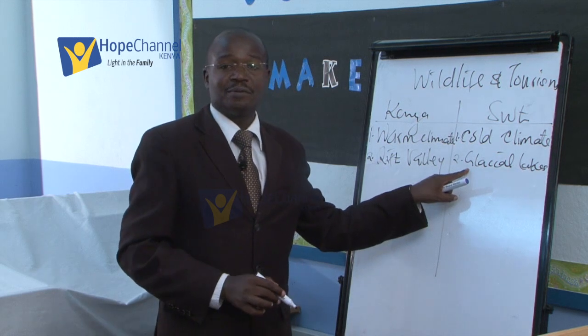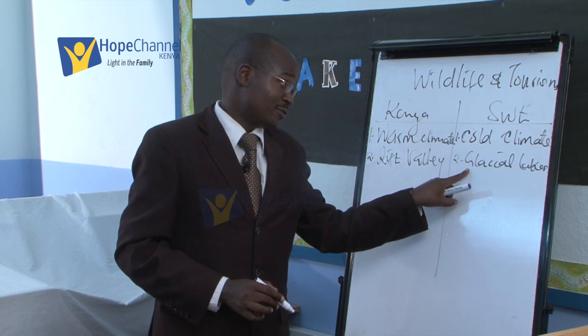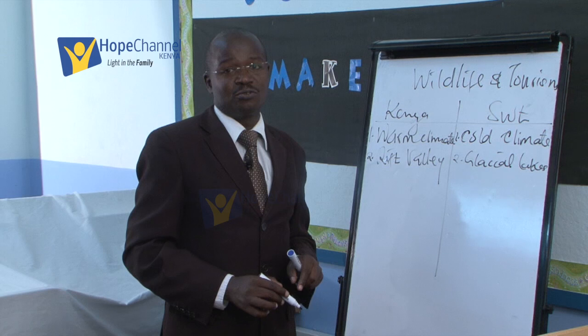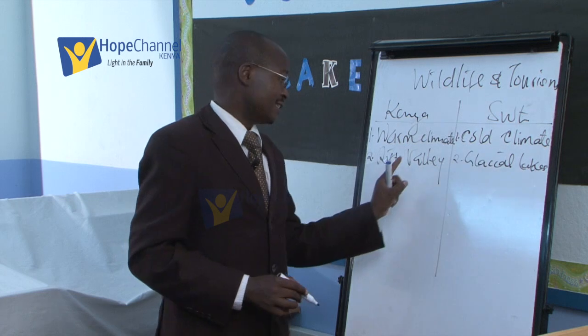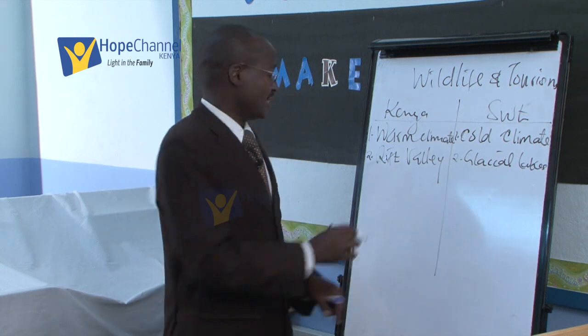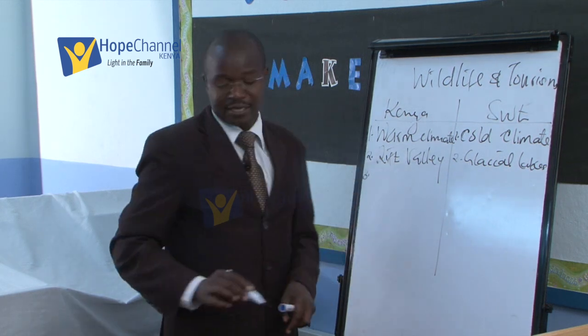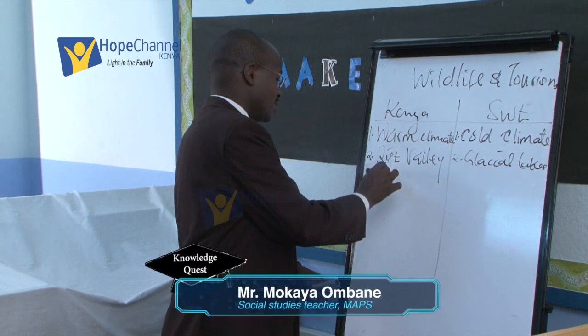And in this one, you remember your social studies class 6, how glacial lakes are formed. So those are the differences that we can notice now. The first one we have said warm climate, cold climate. The second one we have said the Rift Valley, and here we have said glacial lakes. Then number three, we talk of wild animals. We talk of wildlife itself.